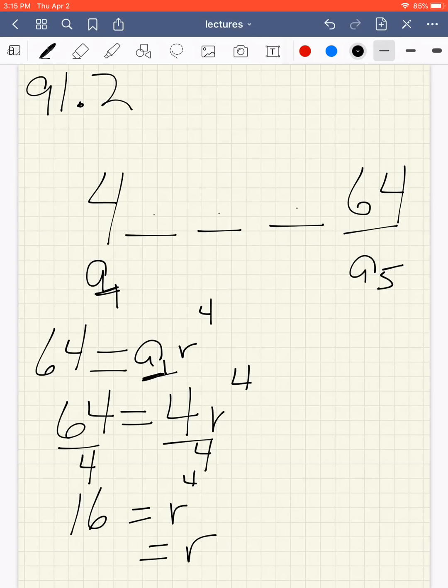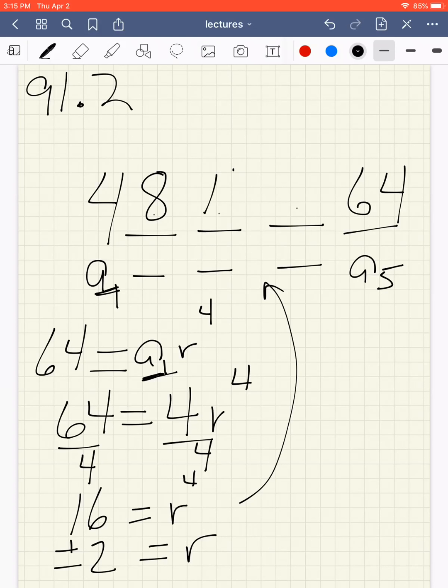Well, in the first place, it's an even root, so this is going to be a plus or a minus 2, correct? So what does that mean for us? That means not only are we going to have 3 geometric means, but we're going to have 2 possibilities. So we'll use the positive 2 first. Going back up here. 4 times positive 2 is 8. Times positive 2 is 16. Times positive 2 is 32. Times positive 2 is 64.